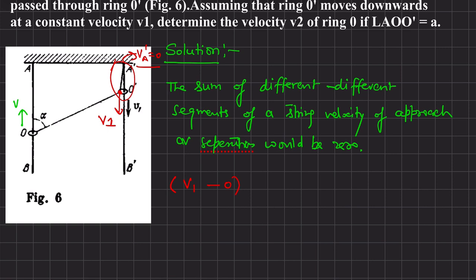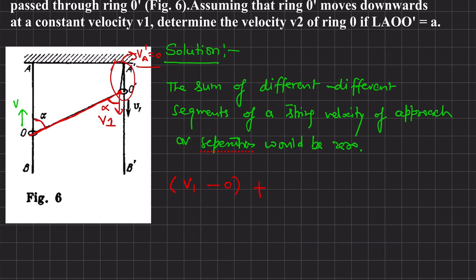v1 minus 0. And now if you talk about this part of the string, here we have to write the separation or approach along the string. This you have to keep in mind. You have to write down what the velocity of approach or separation is along the string. So if you see, if this angle is theta, this angle will also be theta only, or alpha, let's say.